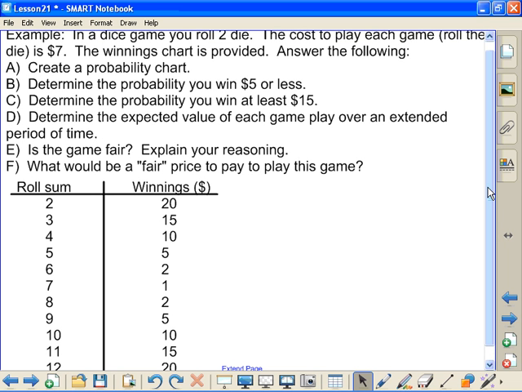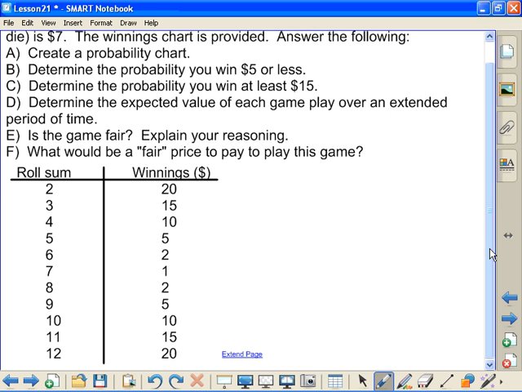We want to answer the following. So the first one is we want to create a probability chart here. All right, so in order to create the probability chart, we'll put A part right here. Our probability chart, what is the variable here? What are we interested in? Well, it's our winnings, right? It's our winnings. So we will put our money there. And then we are interested in the probability of getting each value of winnings. So over here, this is going to be my small x.